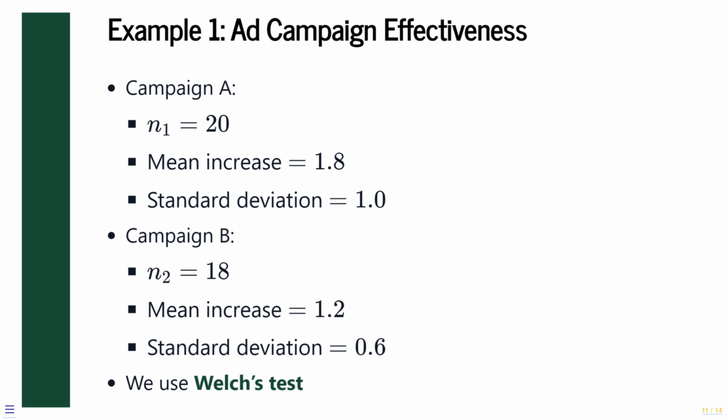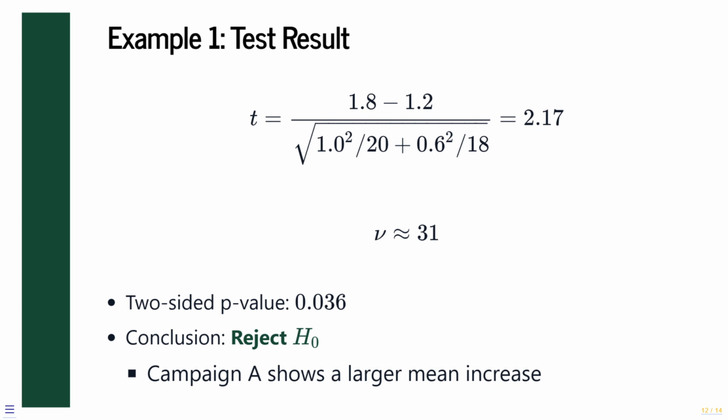In example 1, a marketing analyst compares sales increases for two advertising campaigns. Campaign A has a mean increase of 1.8 with standard deviation 1.0, and campaign B has a mean increase of 1.2 with standard deviation 0.6. Using Welch's test, the t-statistic is about 2.17 and the degrees of freedom are about 31. The two-sided p-value is 0.036, so we reject H sub 0 and conclude campaign A has the larger mean increase.